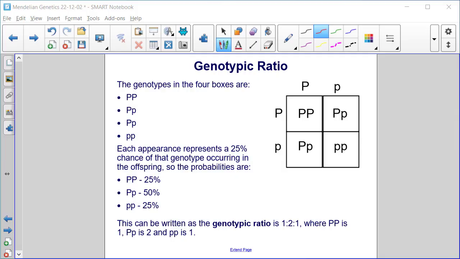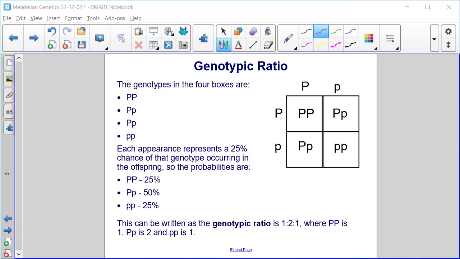Here is how we find the genotypic ratio. Here are the genotypes in the four boxes: capital P capital P, capital P lowercase p, capital P lowercase p, lowercase p lowercase p. Each appearance represents a 25% chance of that genotype occurring in the offspring. So the probabilities are 25% homozygous dominant, 50% heterozygous dominant, and 25% homozygous recessive.